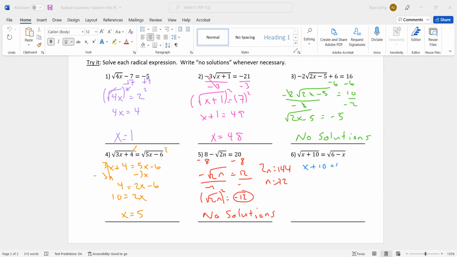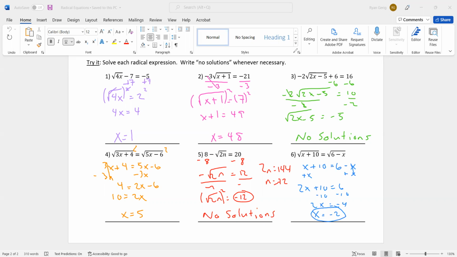So I'm just going to set both inside and outside equal to each other. I'm going to add x to both sides. I get 2x plus 10 equals 6. I'm going to subtract 10. I get 2x equals negative 4. I get x equals negative 2.